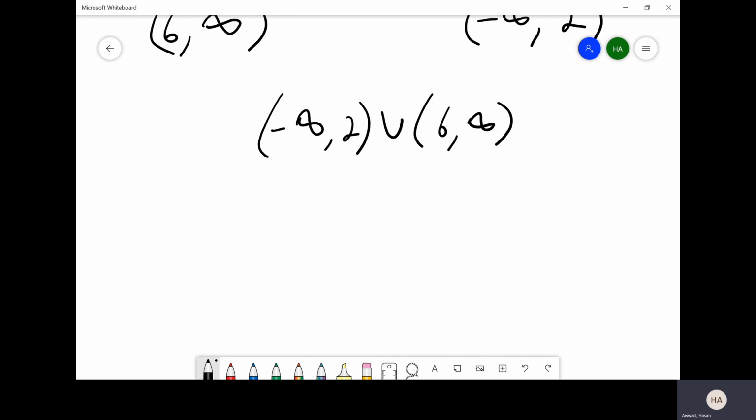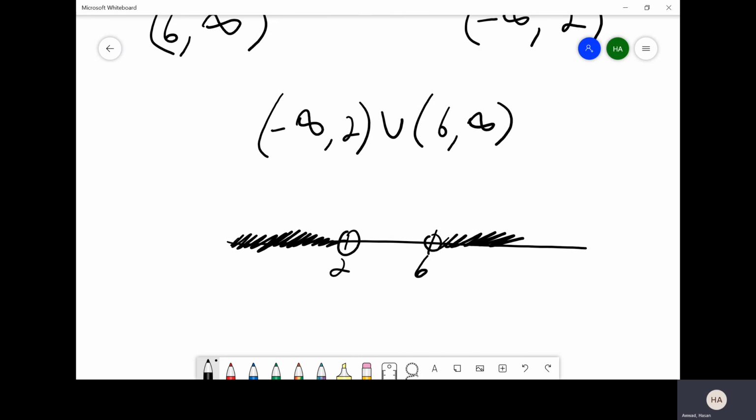And now plotting this on a number line, if 2 is here and 6 is here, we're going to have all of the numbers from -infinity all the way up until we hit 2 with an open circle. We don't include the middle interval, and we have all of the numbers after 6 going to +infinity.